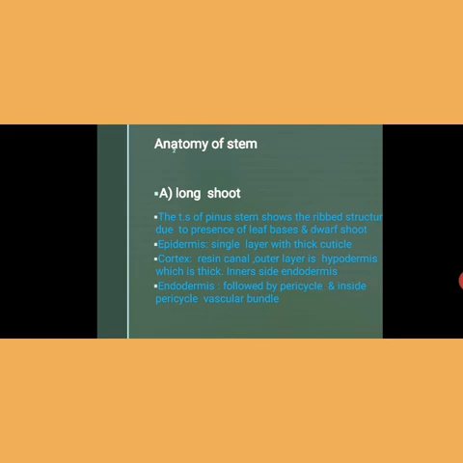Next is the anatomy of the stem. We also discuss the anatomy. There are two types of stems present in Pinus: the dwarf shoot and the long shoot. One by one, we see the long shoot. The TS of Pinus is a ribbed structure. It has the same parts as the root: epidermis, cortex, and endodermis. The epidermis is a single layer. In the cortex, resin canals are present.